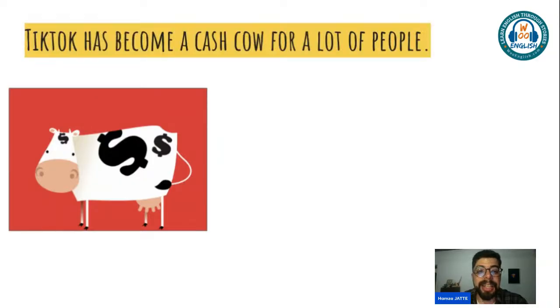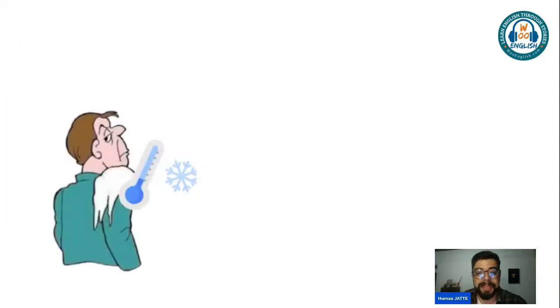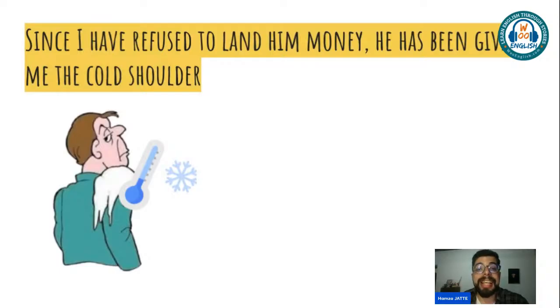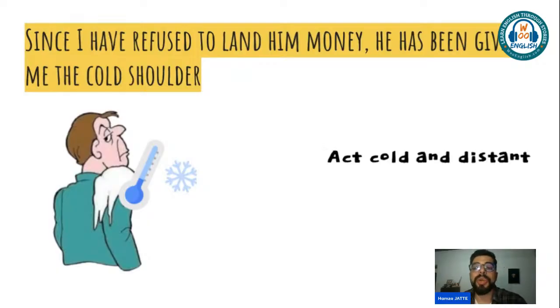All right, let's see this one. TikTok has become a cash cow for a lot of people. So a cash cow is a source of income or source of money, basically. To give someone the cold shoulder: since I have refused to lend him money, he has been giving me the cold shoulder. So to give someone the cold shoulder means to act cold and distant towards someone.